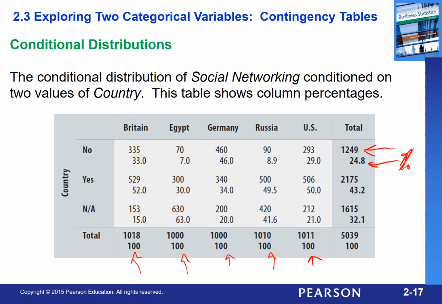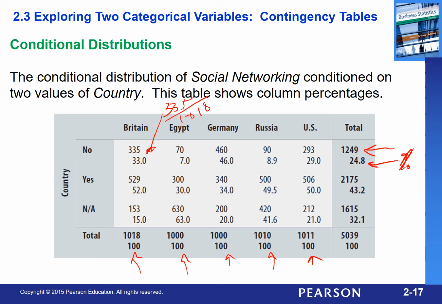So it appears I'm doing my totals down the rows. How am I calculating this? I'm using the column totals for all of the rows that are in that column. So how am I coming up with 30% here? I'm doing 335 and dividing it by the total of 1018 and then converting it to a percentage. Same thing with yes: I'm taking 529 dividing by 1018, and so on and so forth.